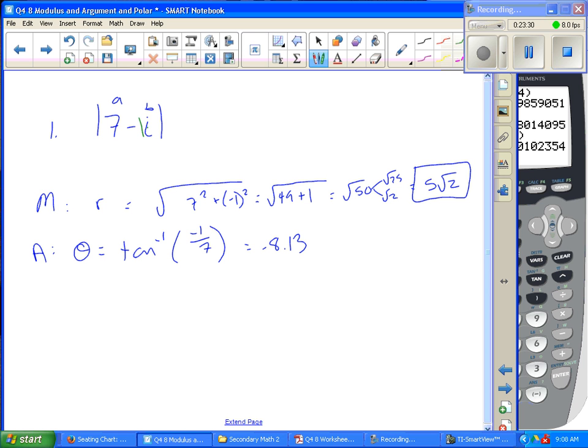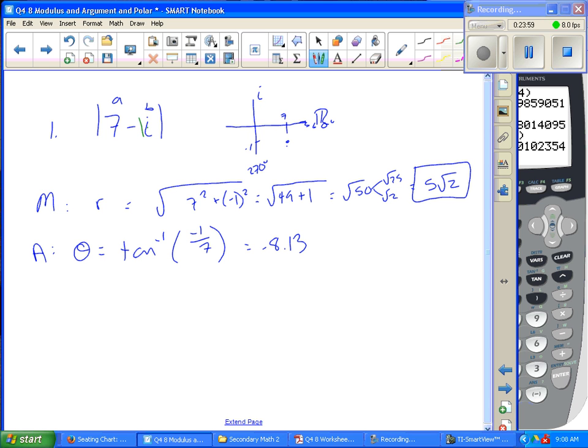So this 7 minus i, if I were to graph it, here's my real, here's my imaginary. I'd have to move right 7, and then you have to move down 1. You don't actually have to sit and put all the little tally marks and have it graphed in the correct spot exactly. You just have to know you go right and then down. So I'm in the 4th quadrant. That means I have to come up with an angle for my argument that's between 270 degrees and 360 degrees.